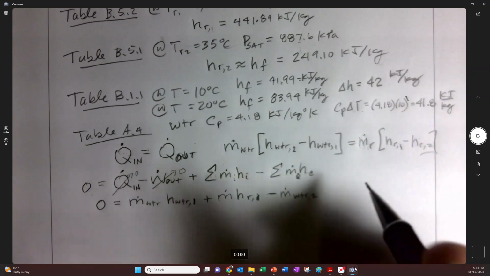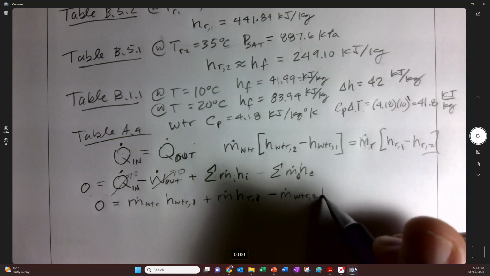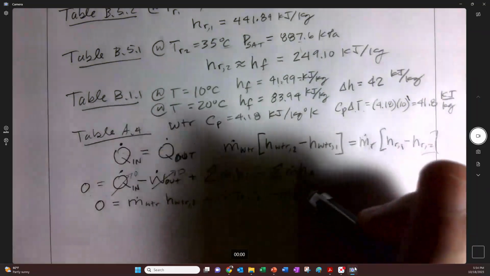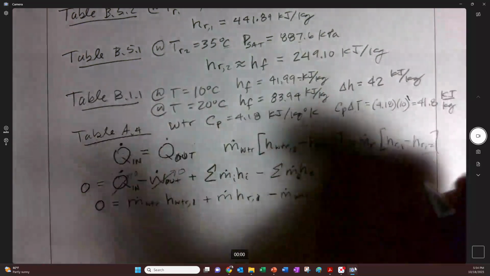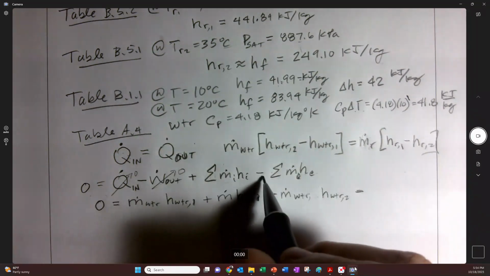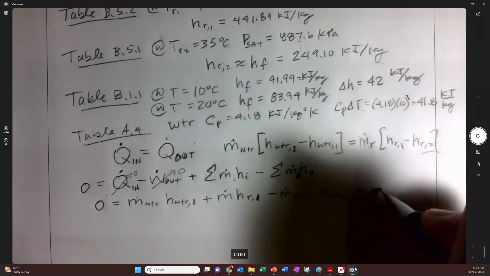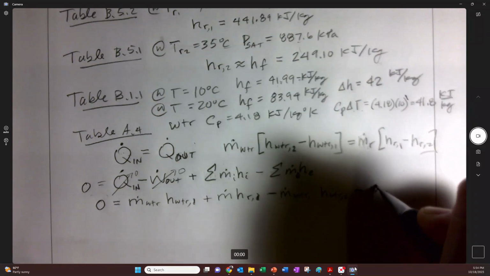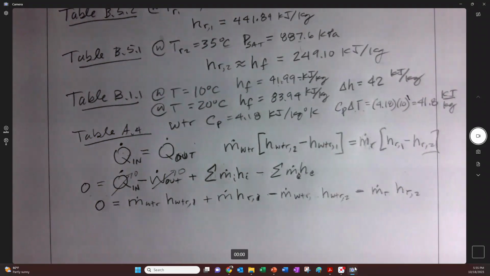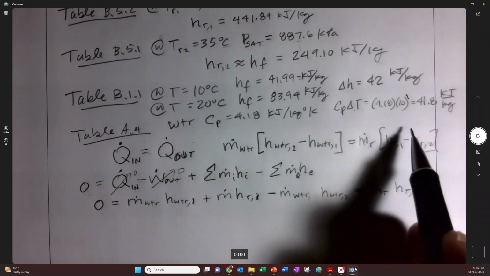That should be e, sorry, and h water 2, and then also minus, because it's the summation of these, right? R2, right? And so it should work out to be the same thing that I wrote up above.